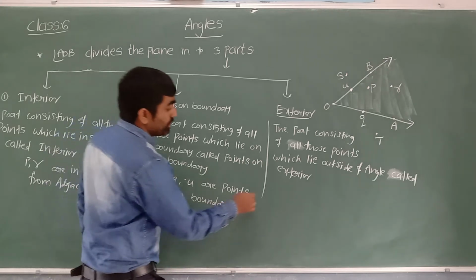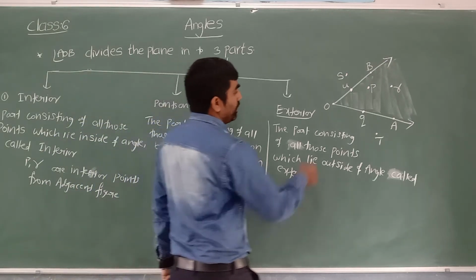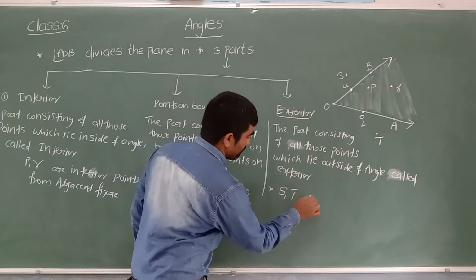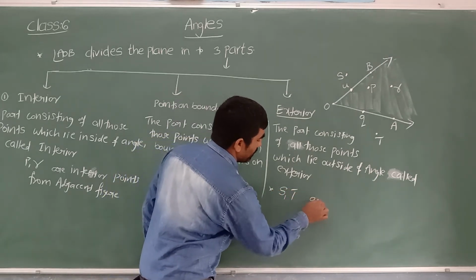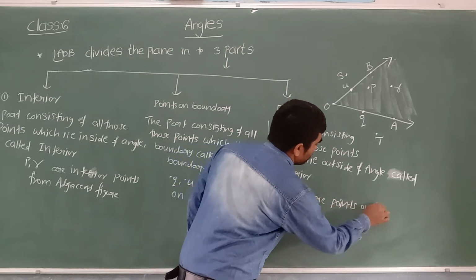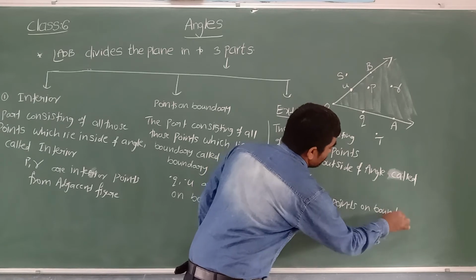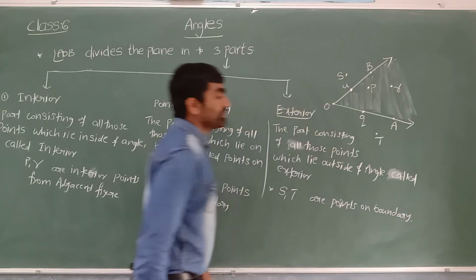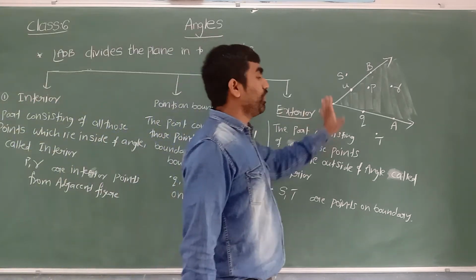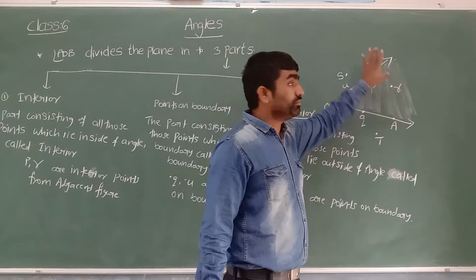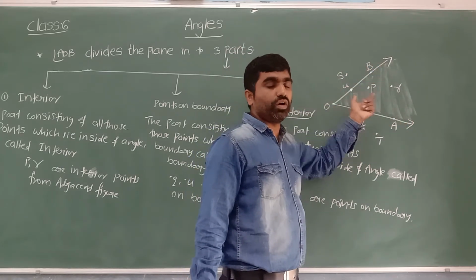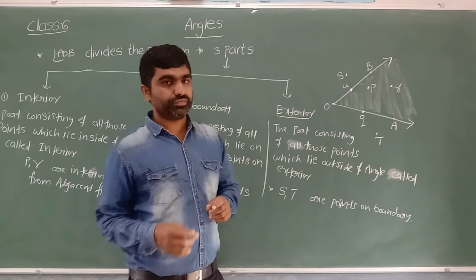Now tell me which points are there exterior, outside of this angle? S comma T. Sir, S comma T. Points S comma T are exterior points. That is the way we can easily identify whether the given points lie interior, exterior or on the angle. Inside is interior, outside is exterior, and those which are there on the angle are called points on boundary.